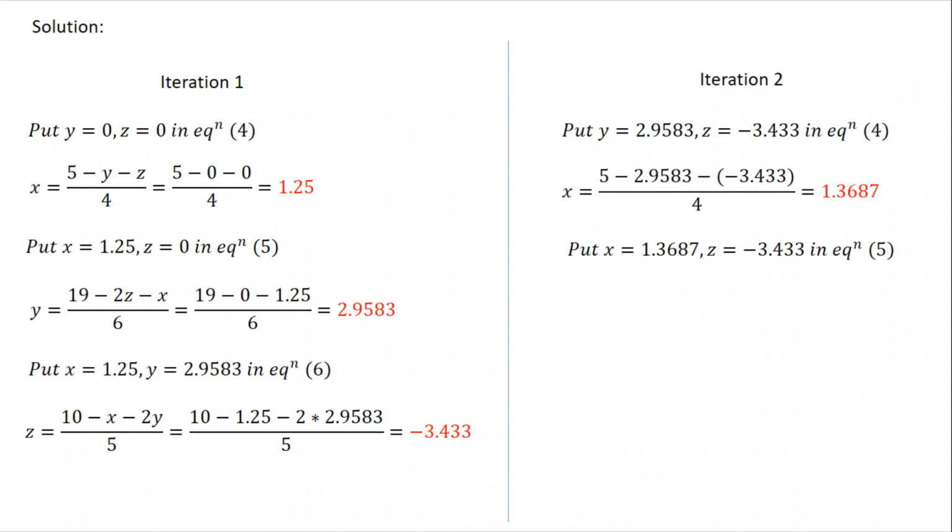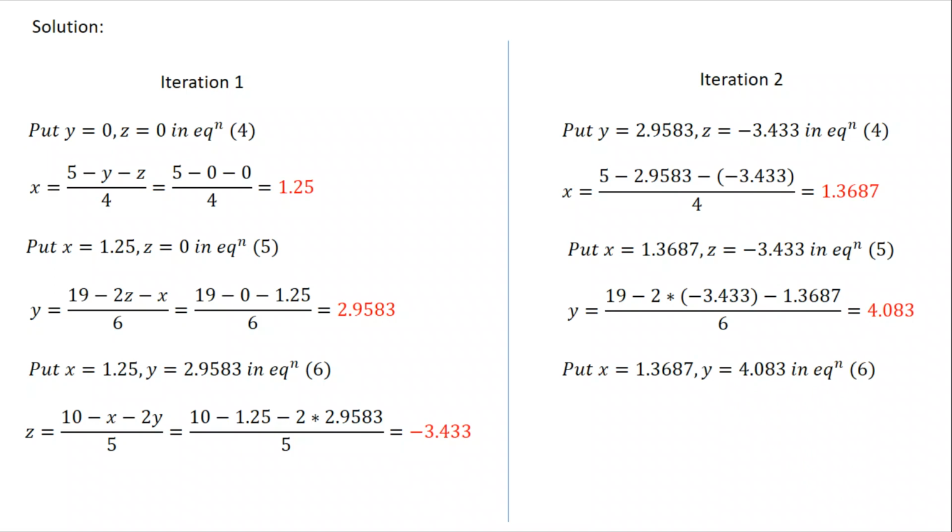Then put the value of x calculated in iteration 2 and the previous z value from iteration 1 in equation number 5. We get (19 - 2 × (-3.433) - 1.3687) / 6. After simplification we get 4.083. Then the x and y values are put in equation number 6.